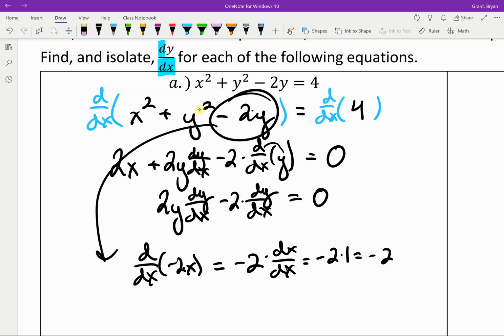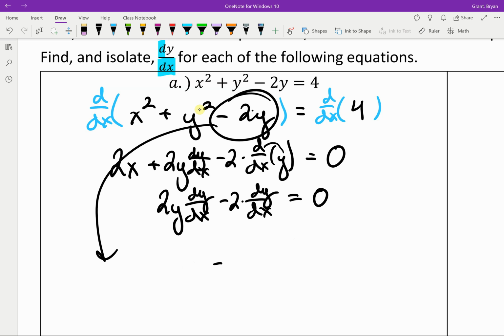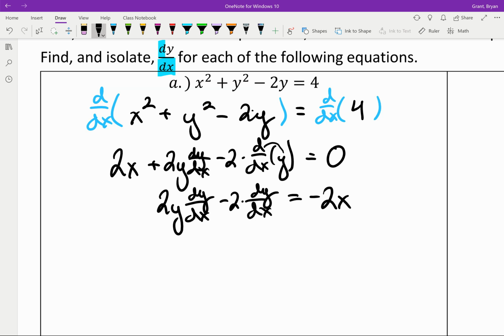Negative 2x becomes negative 2 times 1, which is just negative 2. But that doesn't happen when we're doing the derivative of a different variable, not x. All right, now what? Well, I said I moved the 2x and then forgot to write it. There we go. Now if we want to isolate dy/dx, you might be a little worried because you're like, but two terms have dy/dx.